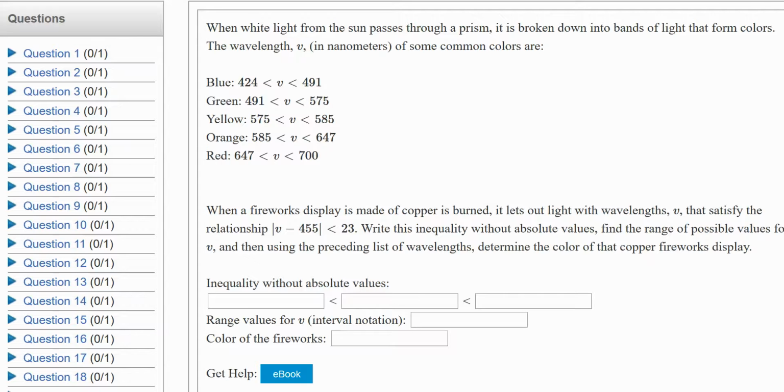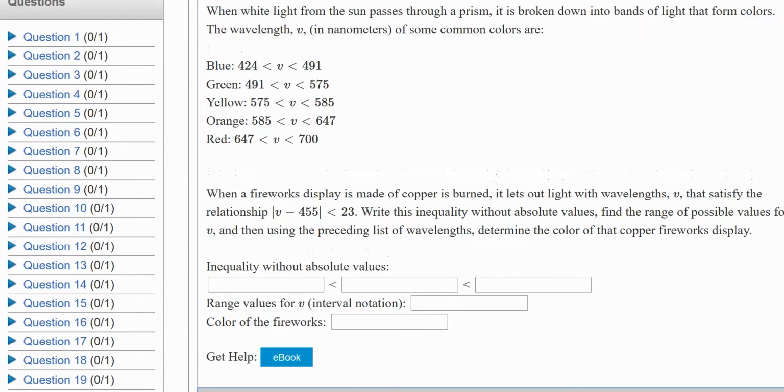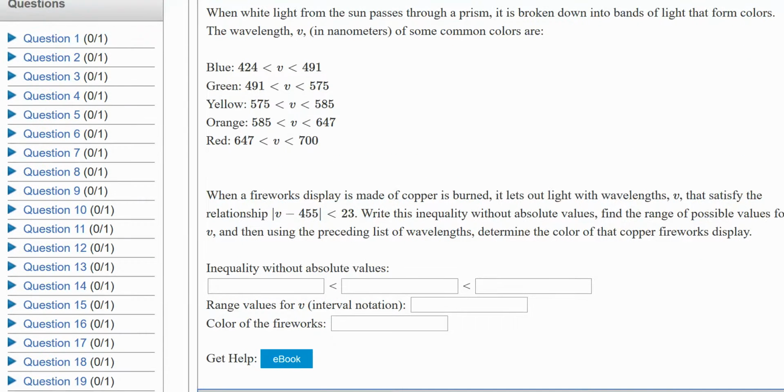All right, we had a question in the forum in regards to 2.6, and it's number 20. It's the last one here. It talks about when light goes through a prism, having it break down into different forms of colors. And so that's what happens.